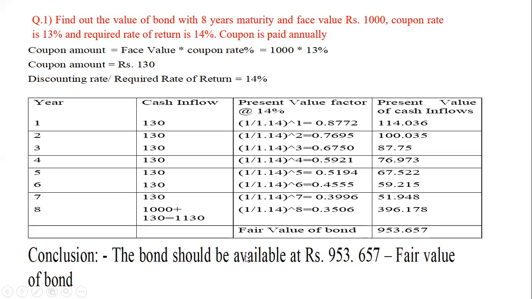Conclusion is the bond should be available at 953.657. This is the fair value. In this question, they have not given any current market price of the bond. Since the current market price of the bond is not given, we cannot compare the fair value with the current price. The bond should be available at 953.657 or lesser than this value.